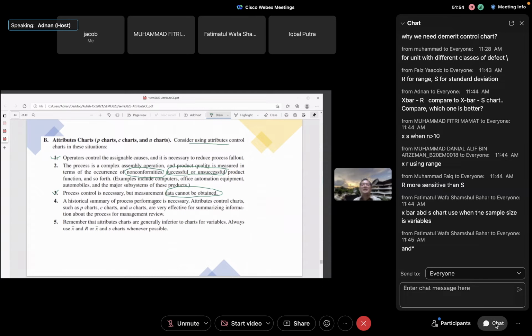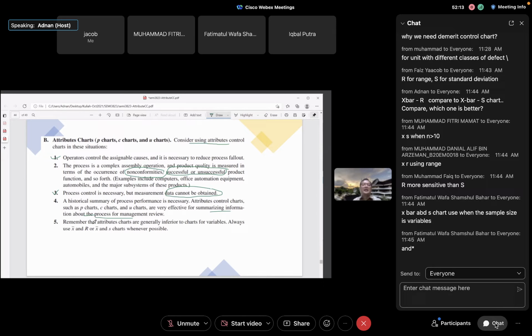Historical summary of the process is necessary, such as P chart, C chart, U chart, which are very effective in summarizing information. Remember that attribute control charts are generally inferior. You have to understand this.